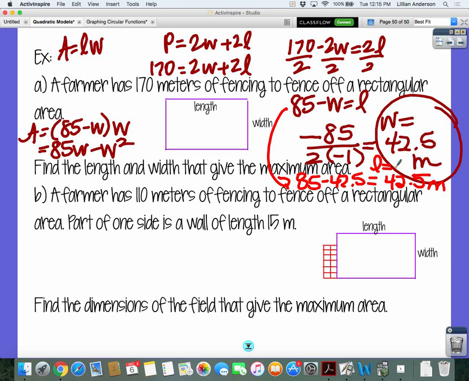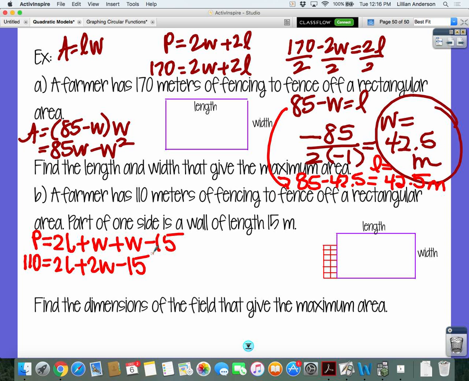We get rid of 15 meters on the what? On the width. So in our perimeter equation, we still have two lengths. We have one full W, but it's going to be plus W minus 15 to represent the other width. Does everybody see that? So 2 W's. I have 110 meters of fencing. And I'm trying to find the dimensions of the field that give the maximum area.